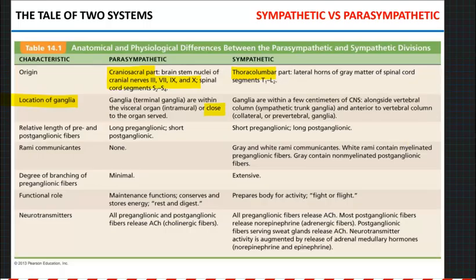Location of ganglia. Close to the organ or in the organ wall in the case of parasympathetic; in the sympathetic, the sympathetic trunk. Relative length, we mentioned it a gazillion times. I'm not going to spend too much time on that. Degree of branching, very important. You can see that the sympathetic system branches much more extensively than the parasympathetic. Keep this thought on the back burner. It will become very important soon. Functional role. And I'm not going to touch on neurotransmitters because that's exactly what we're going to talk about next.